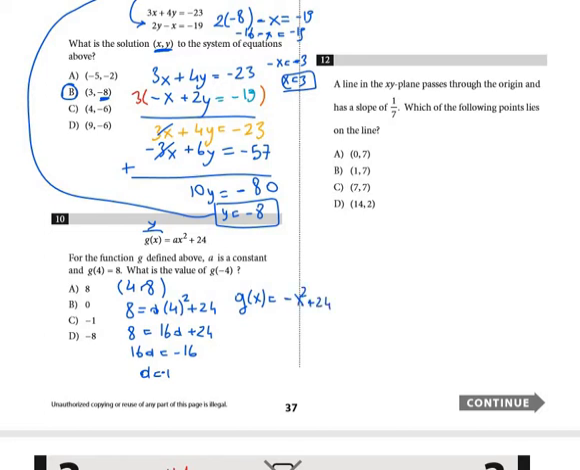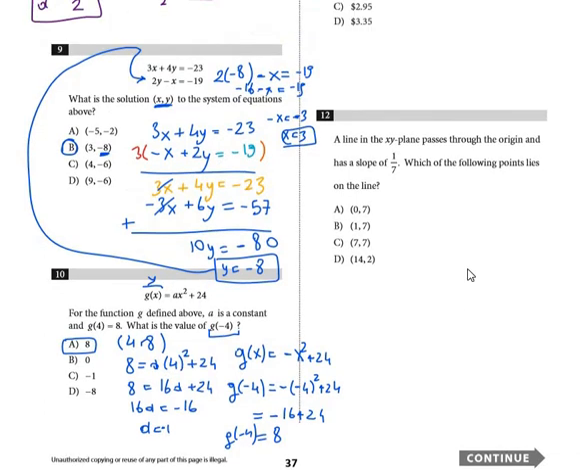Now we were asked to find the value of g of negative 4. Since we know the function, we can plug in directly. So instead of x, we plug in negative 4. So we obtain negative 4 squared is 16, and this negative is from here, plus 24. And this addition will give us 8. So g of negative 4 is positive 8.